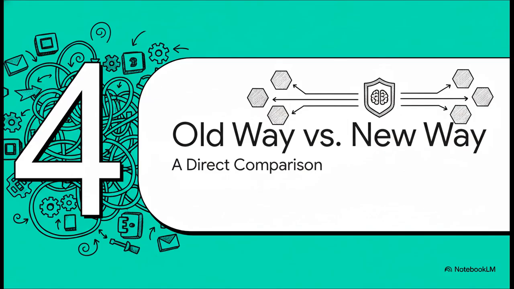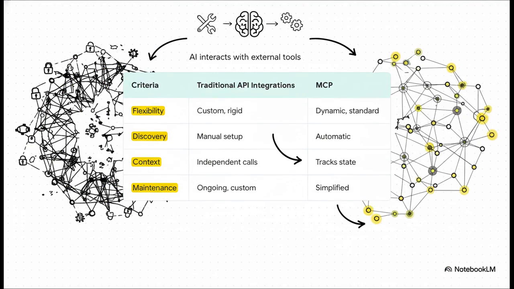So when you put it all together, the difference is, well, it's night and day. Let's do a direct comparison, the old, painful way versus the new MCP approach. This table really lays it out clearly. On the left, you've got the old way, rigid, custom connections that you have to set up manually. On the right, MCP, dynamic, standardized, and automatic.